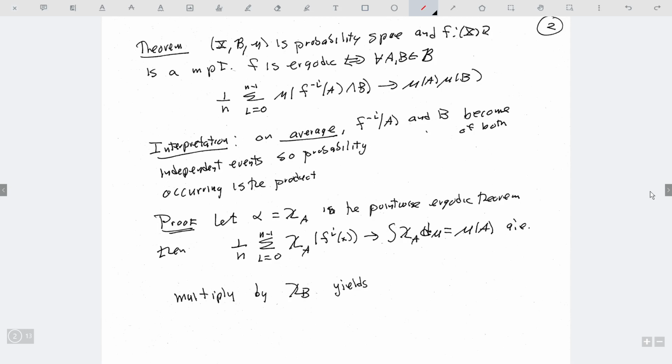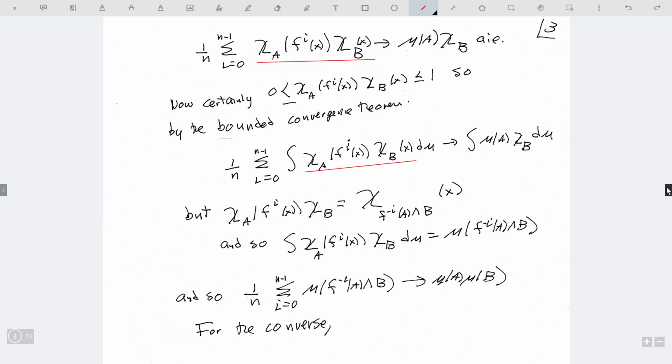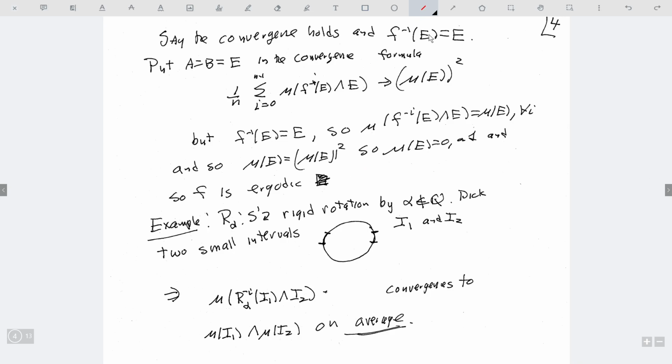All right, now for the converse, we get to assume that the measures converge, that this converges for all A and B. So we do a little trick. We let A equal B, and we call that E. Also, since we're checking for ergodicity here, we get to assume that f to the minus I of E equals E. So in the convergence formula, 1 over n times the measure of this guy as I varies converges to the product, but they're both equal to E, so we get E squared.